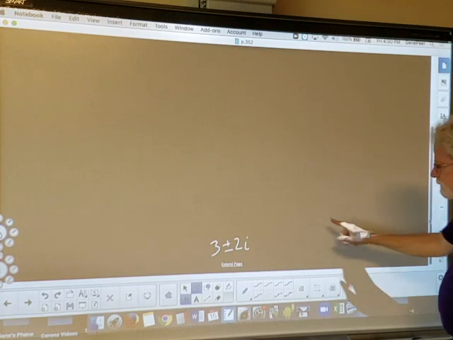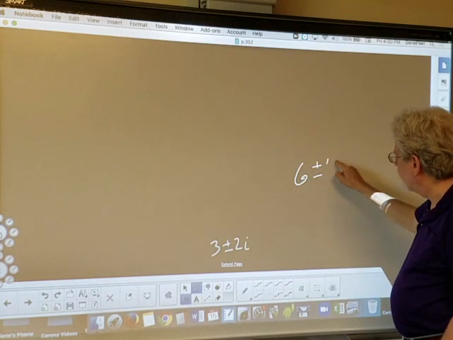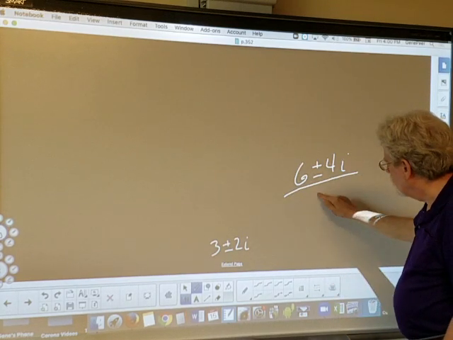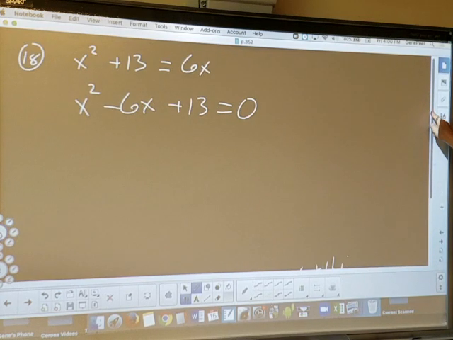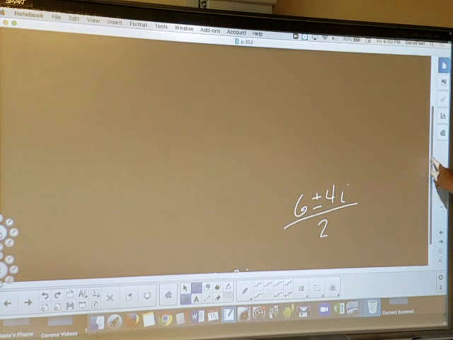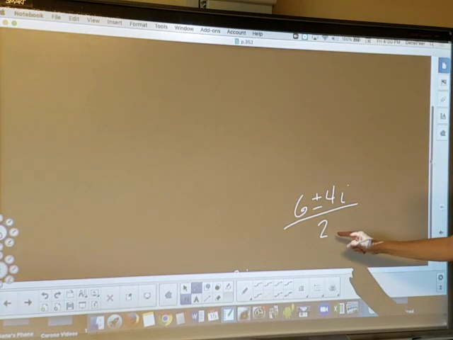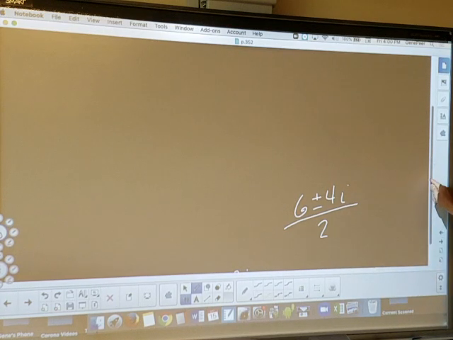It must have started off life as 6 plus or minus 4i over 2, because I can see that the 2a value would be 2. So it started off like that, then you reduce your fraction. 3 plus or minus 2i, and we're done.